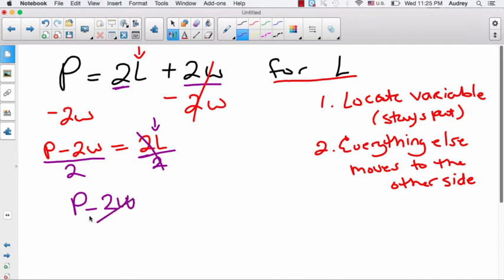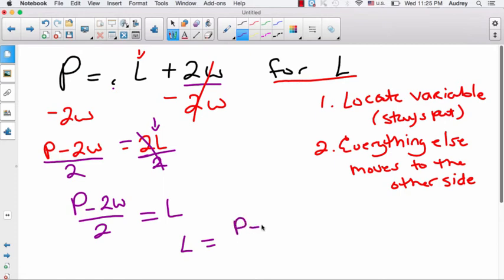Oops. Oh, goodness. Pen is having a spasm again. All right, so P minus 2W divided by 2 equals, I seem to have gotten rid of my equal sign. There we go. Equals L. Now, like I said, if you're one of those spastic people like I am and that just bugs you, flip it around. Put the L on the left side and put this whole thing on the right side.